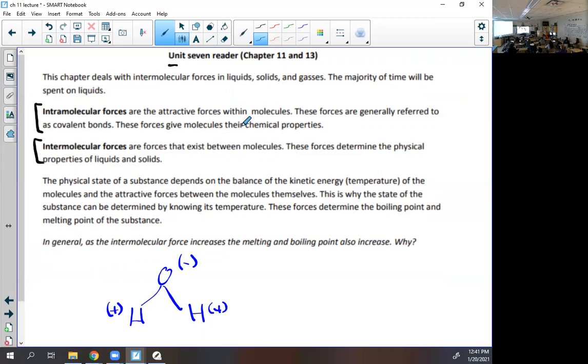Intramolecular forces are the attractive forces within molecules. These forces are generally referred to as covalent bonds. These forces give molecules their chemical properties.